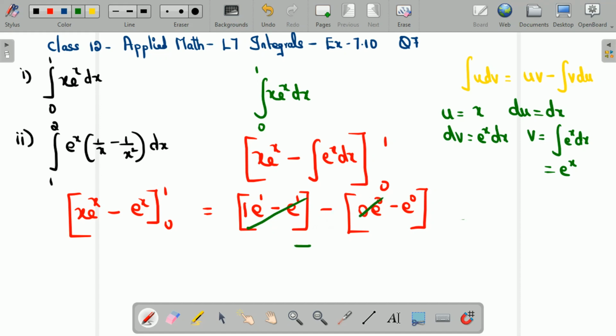Now minus of minus is plus e power 0. Anything to the power 0 is 1. So the value of this particular integration is 1. Now let's take up the second subdivision.